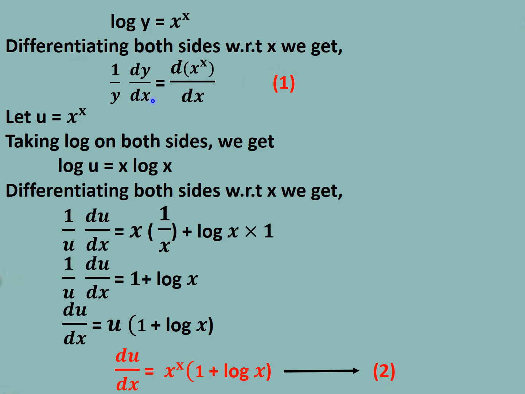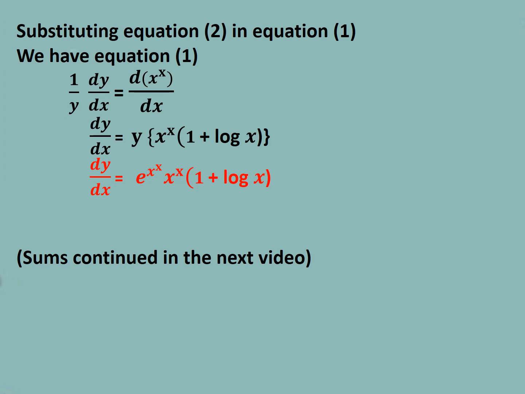Now we have equation number 1 and we will substitute this derivative of x raised to x, that is du by dx, in this equation. We will substitute equation number 2 in equation 1. We know equation number 1 is 1 by y into dy by dx is equal to derivative of x raised to x with respect to x. Then we will replace this y to the RHS. Then dy by dx is equal to y into derivative of x raised to x, which is x raised to x into 1 plus log x, that we got in equation number 2.